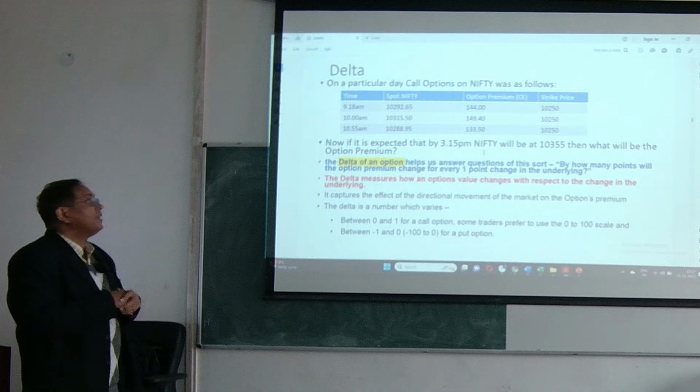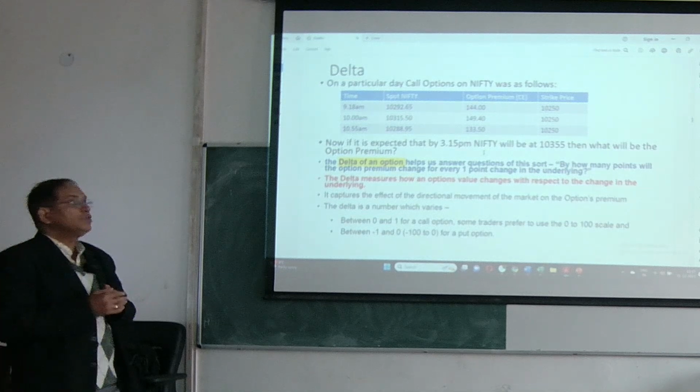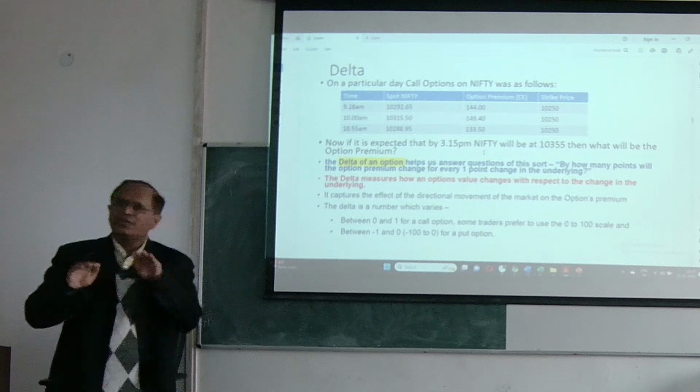At 10:55, Nifty came down to 10,288.95. Premium came down to 133.50. As the market fluctuates, so is the premium fluctuating at a given strike price. It is there. Okay.